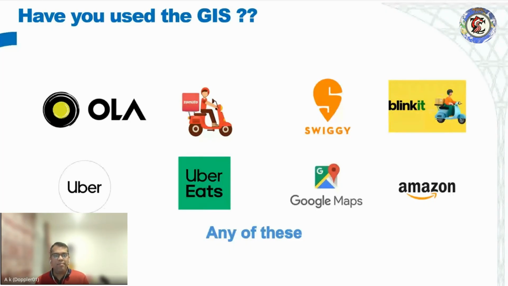Same with Google Maps. The traffic information you see on the red, orange, yellow lines on your map is basically a consolidated analysis based on traffic information. So GIS is everywhere. It's used in day-to-day life. Unknowingly, almost everyone uses it in their day-to-day life.